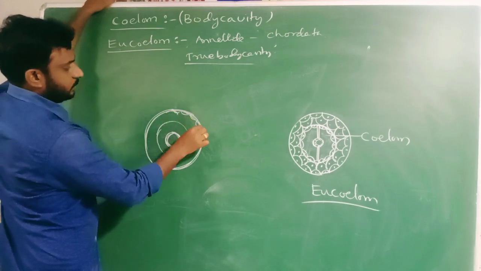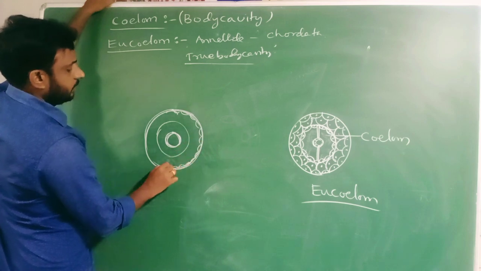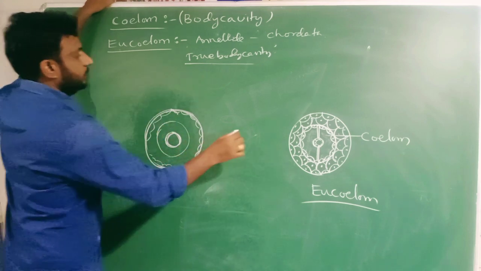Ectoderm gives rise to the body wall, the outer body wall. This is the body wall.